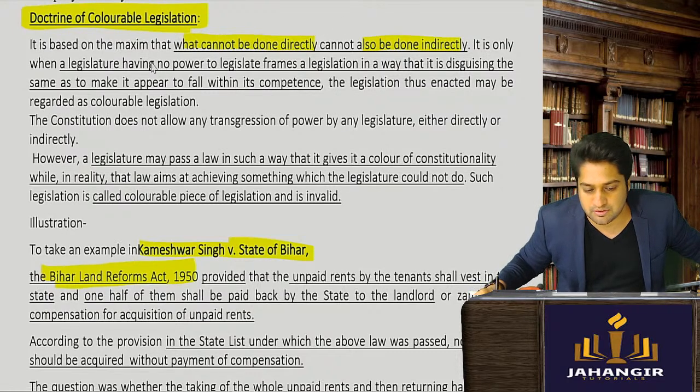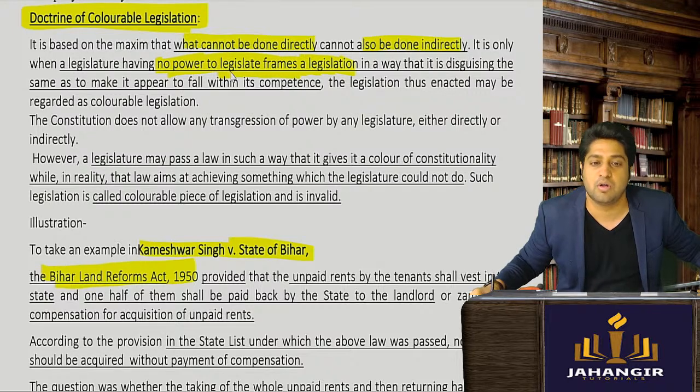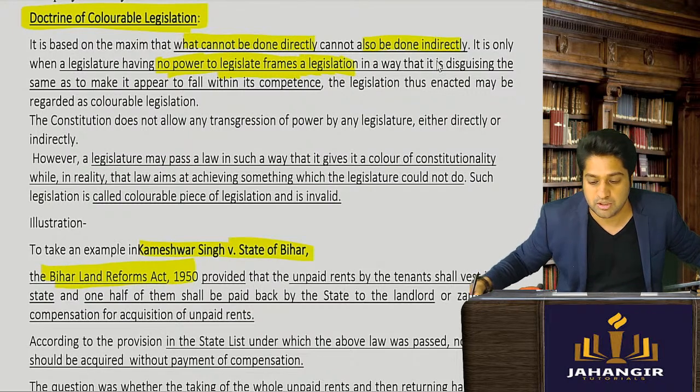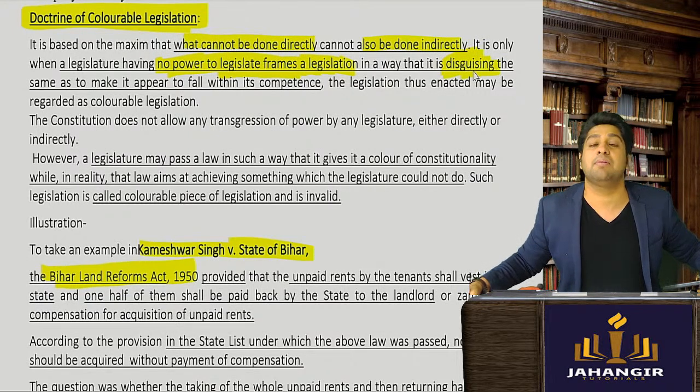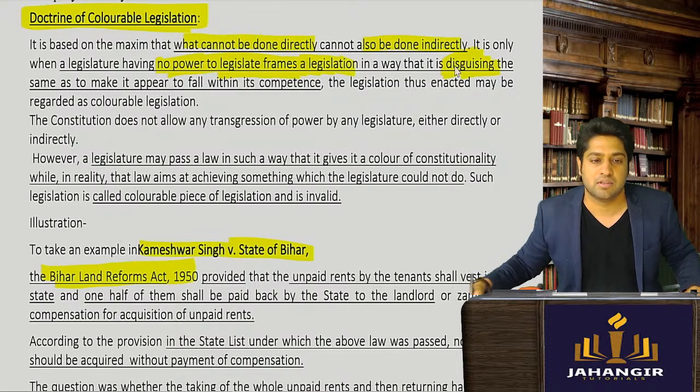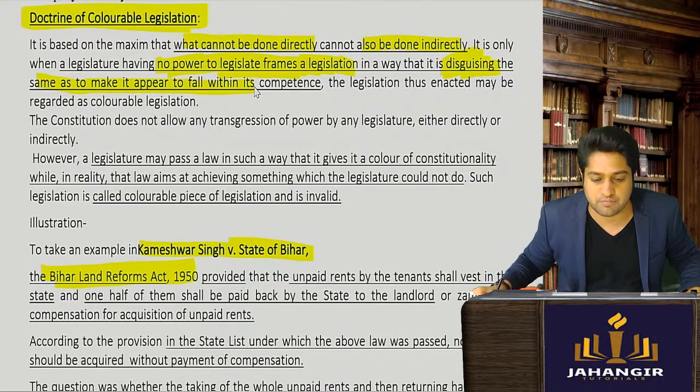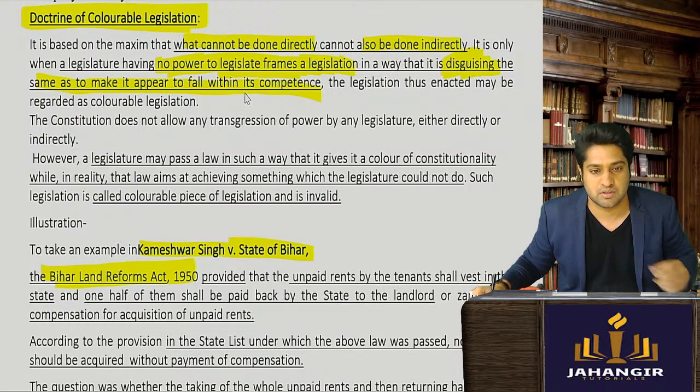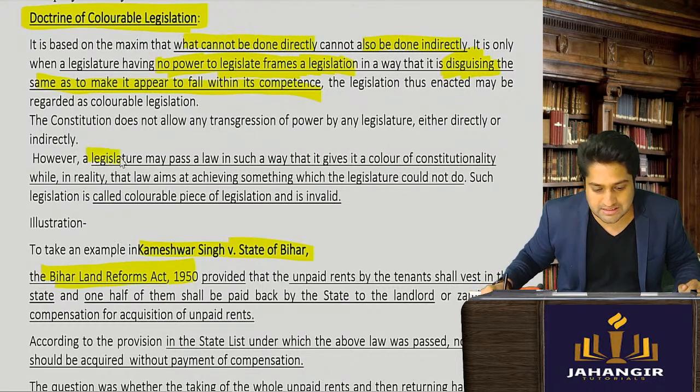A legislature having no power to legislate frames a law. So when you don't have the power to make a law on something, you disguise it. Colorable means to disguise the same so as to appear within its competence. A legislature may pass a law which gives it the color of constitutionality.